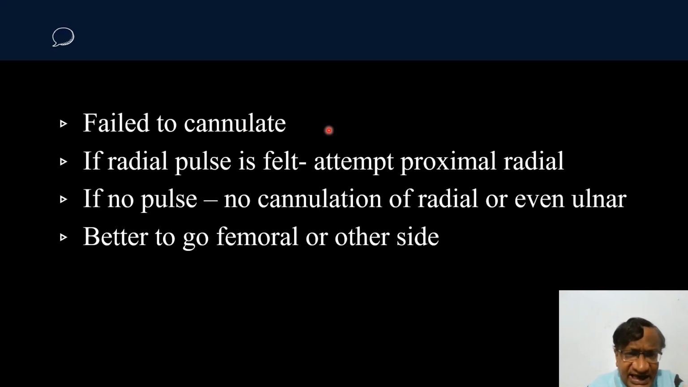If you have failed to cannulate and the radial pulse is felt well, then you go proximally. If there is no pulse, no cannulation of the radial and even the ulnar on that side. Better to go for femoral or the other side. So very important: if you have punctured the radial and the radial pulse is felt, then you can go proximally. If the radial pulse is not felt, then don't go ulnar also. Don't go proximal radial also. Go to the other side or femoral.